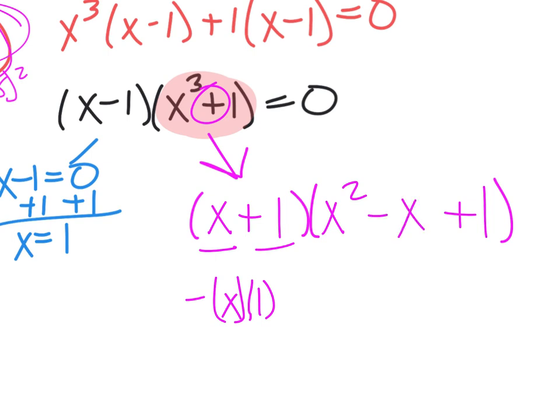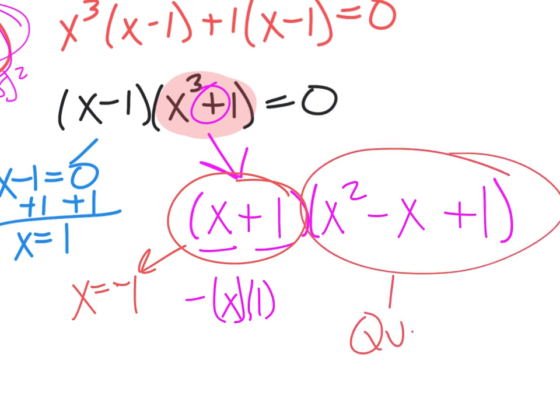So then when you finish solving these, this is going to give you your other answer of negative 1. So 1 and negative 1 are both answers. And then if you take your quadratic here, you have to use the quadratic formula, but then that'll give you the other answers that are in the book.